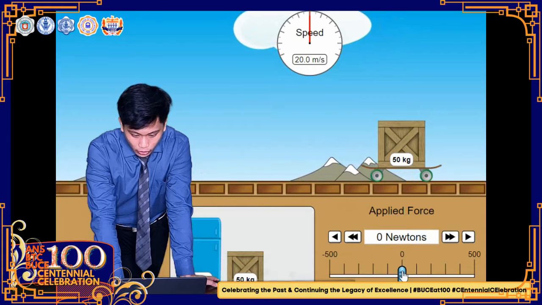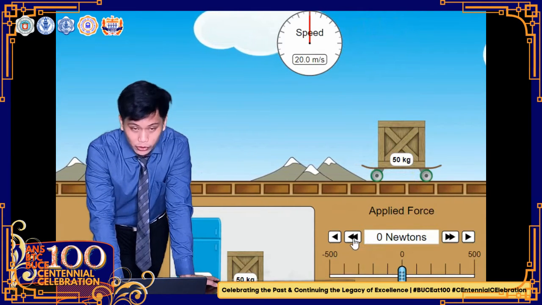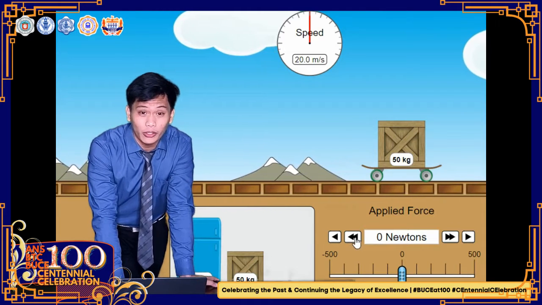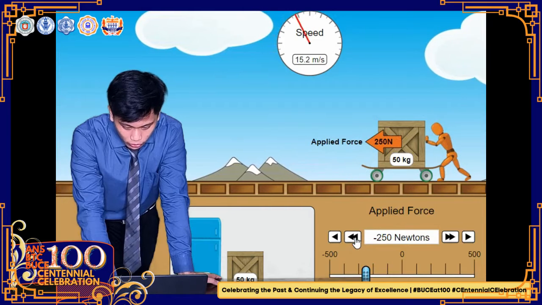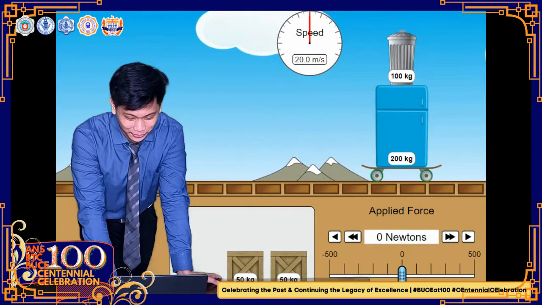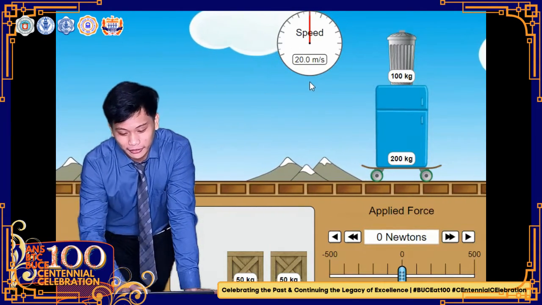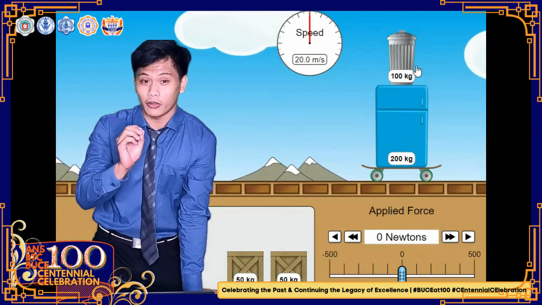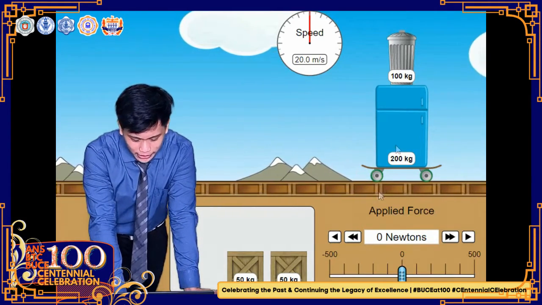So first, let's go with the 50 kilogram one. Okay, observe. And also, we'll be applying the same amount of force of 250 newtons. Okay, engaging in 3, 2, 1. Oh, it already did slow down to 10 meters per second. That was the 50 kilogram crate, it only took 2 seconds to slow down. How about the second one?